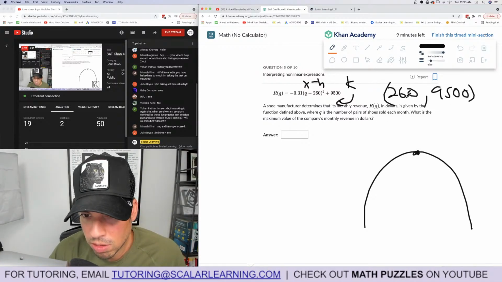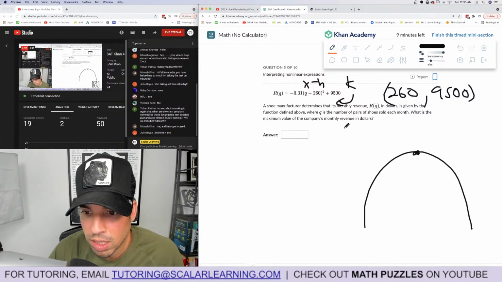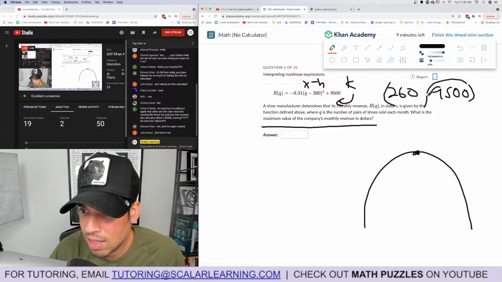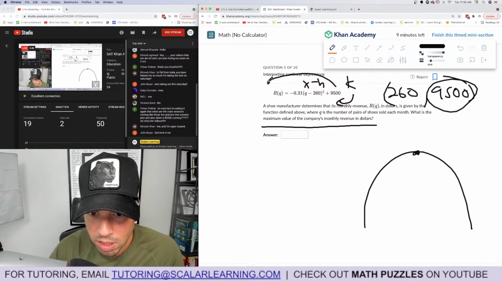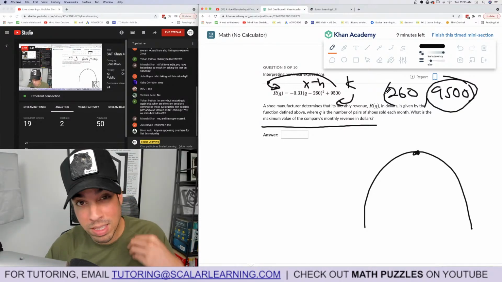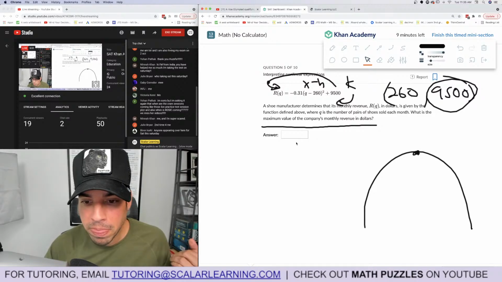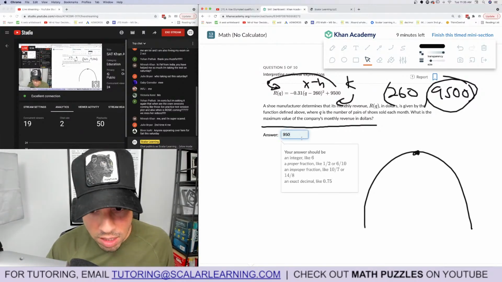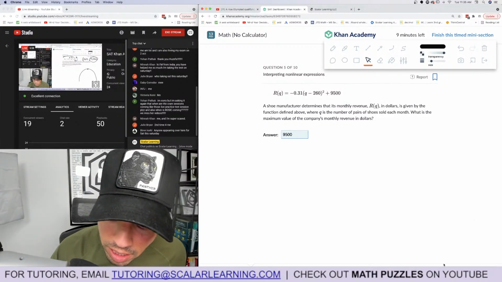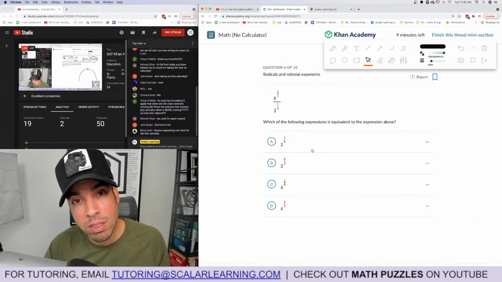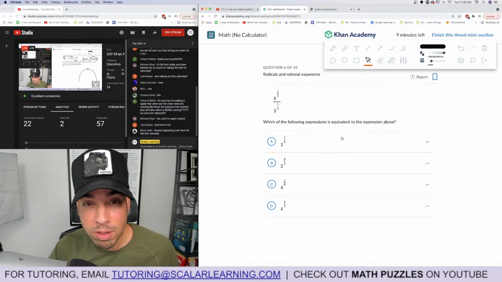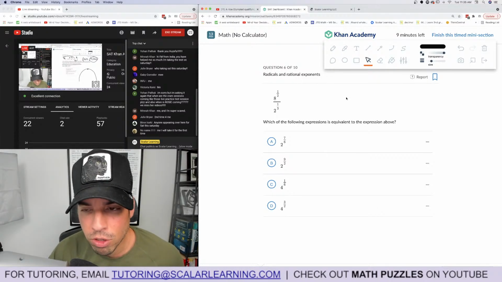So we have to be careful. Are we entering 260 or 9,500? They said, what's the maximum monthly revenue? This is my revenue, because it's related to the y value, aka the function value. So it's 9,500. 260 would be the number of pairs of shoes to get that maximum value. You've got to know vertex form. This is, again, in my critical concept videos. If you haven't watched my series yet, if you don't know these fundamentals, I don't care how much strategy you use. You've got to learn the fundamentals and get a baseline foundation first before you do anything.